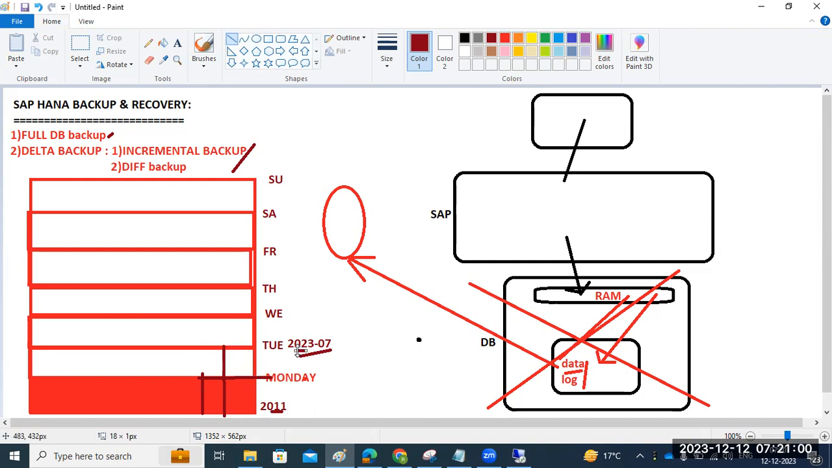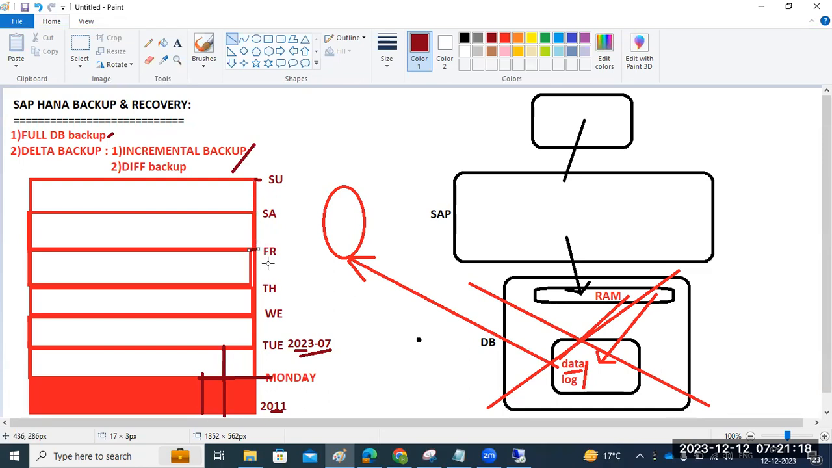The timestamp is whenever you are taking the backup, that time and date; up to that point it will take it out. But you cannot set the time. If you are taking the backup on Sunday, you cannot say you need a full DB backup only up to Friday. That is not possible here.